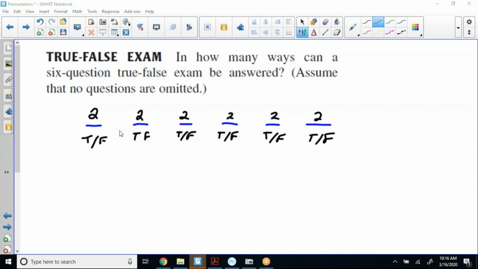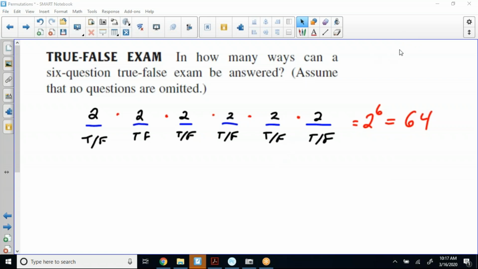Now, notice that the counting principle says that each one of these choices or options are multiplied together. So this is 2 times 2 times 2 times 2 times 2 times 2, which is really 2 to the 6, which is 64, right? Those of you that had 32 or 12, do you see where your mistakes were? At each question, there are two possibilities, true or false, right?